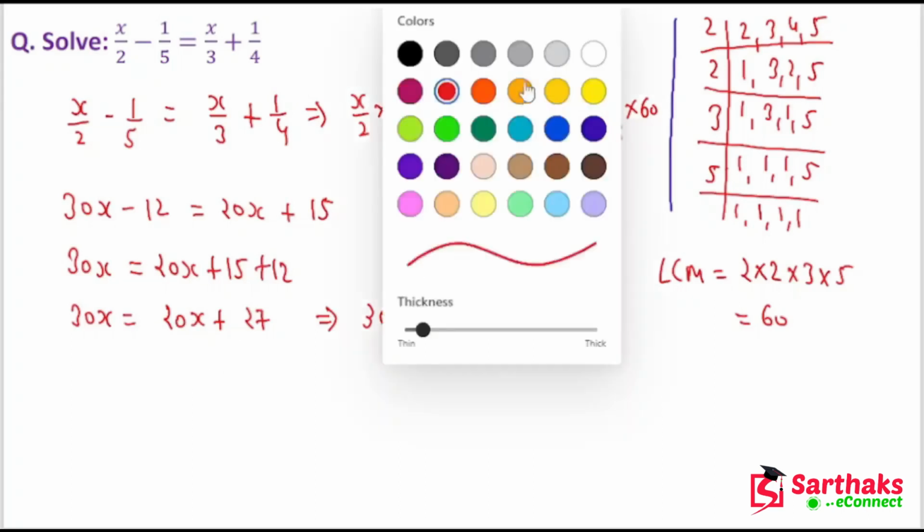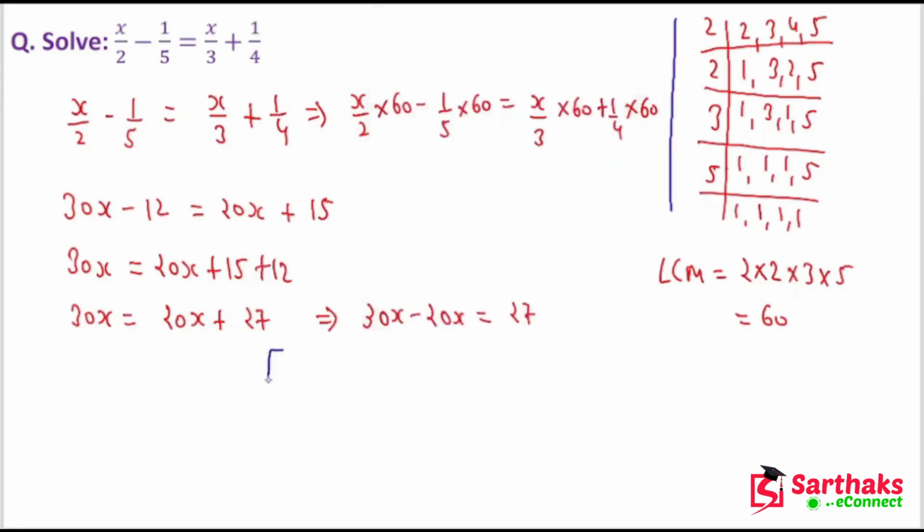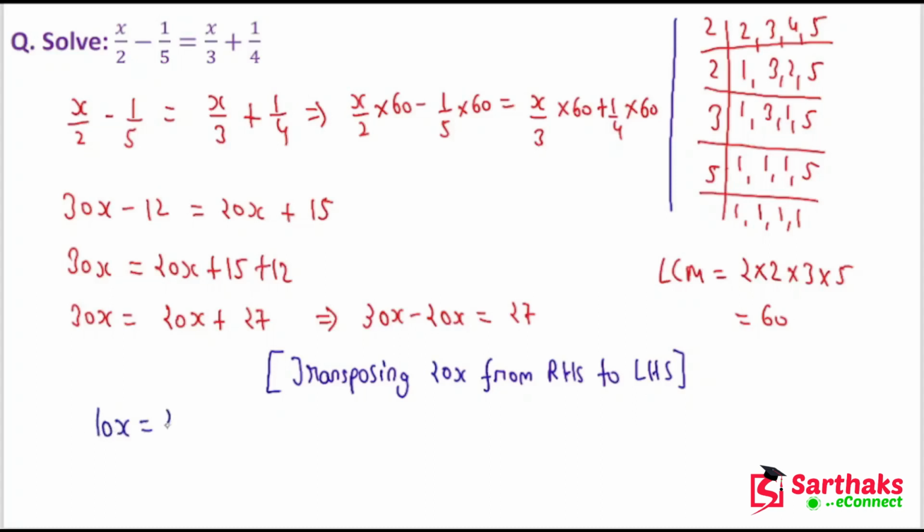Okay, and how do we write it? Let me show you how we write it. What we did here was transposing 20x, since we transposed 20x from RHS to LHS. So if you want to write the step, you can write it like this: transposing 20x from RHS to LHS. What would we write here? Transposing minus 12 from LHS to RHS. That is the original form of the number. So here we'll get 30x minus 20x, that is 10x is equal to 27.